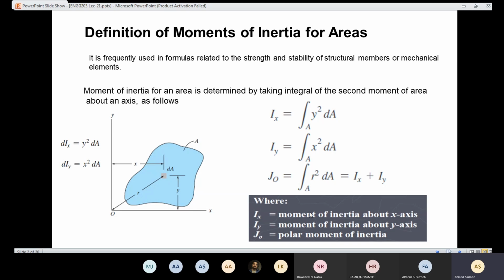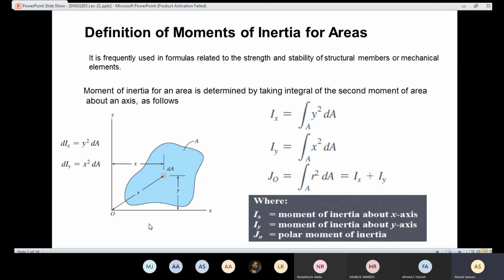So Ix is the moment of inertia about the x-axis. Iy represents the moment of inertia about the y-axis. And J, the letter J, represents the polar moment of inertia.